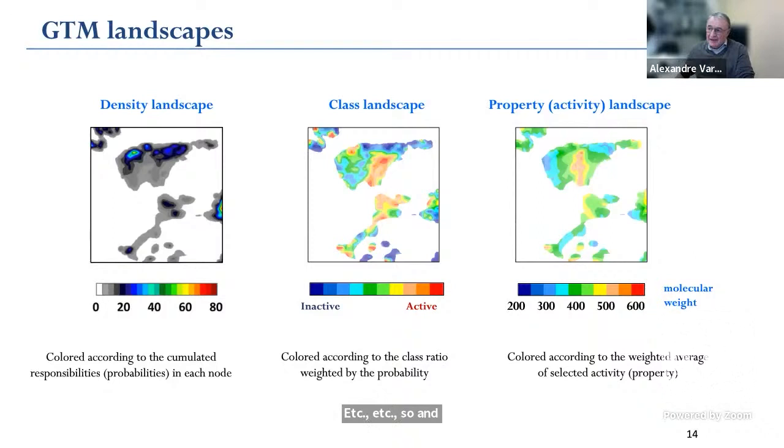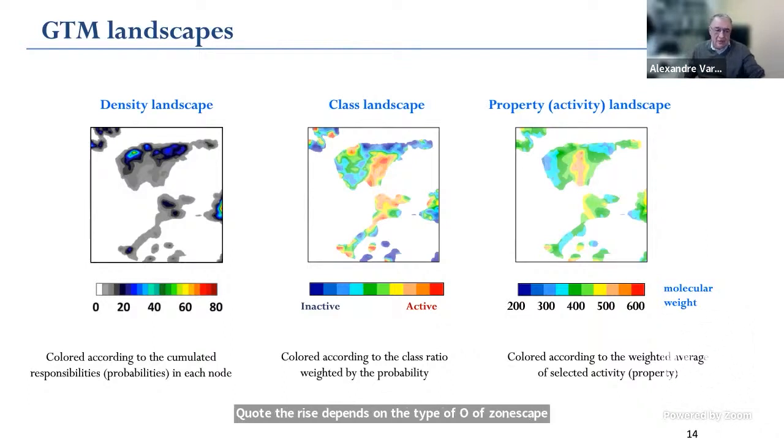So basically, there exist three types of GTM landscapes. Density landscape, characterizing data density distribution; class landscape, characterizing population of activity classes, active, inactive; and activity or property landscape, which reports an average activity or property value in a given part of the map. So the meaning of the color code depends on the type of the landscape.